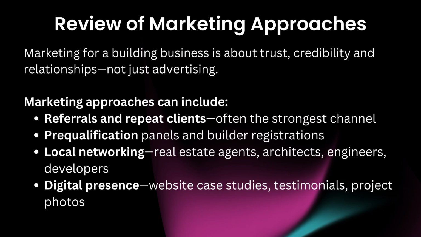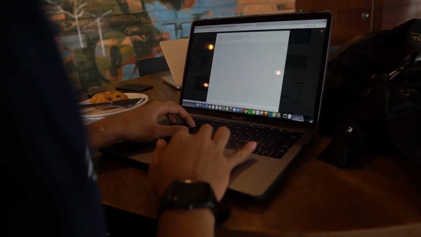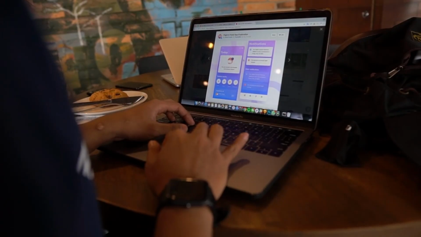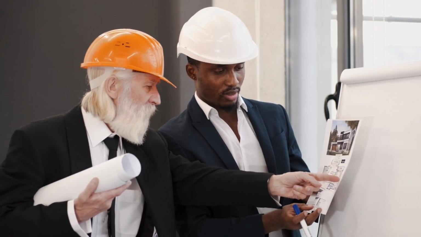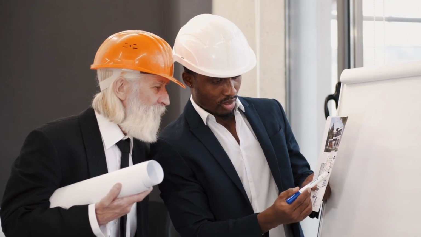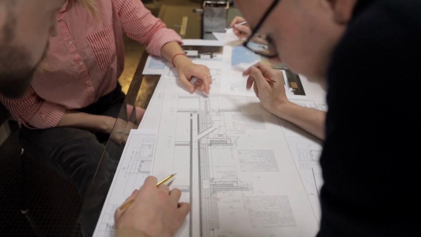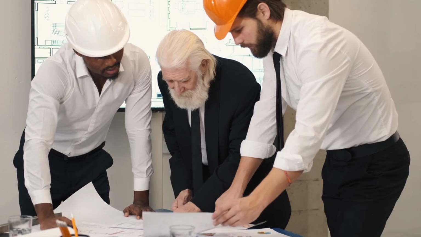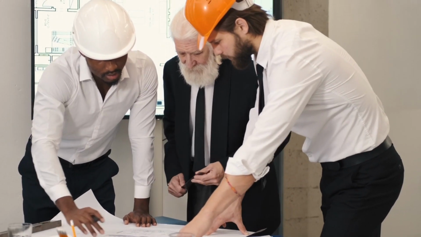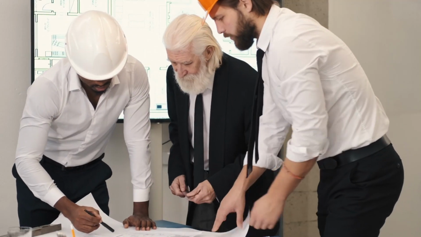Marketing approaches can include referrals and repeat clients, often the strongest channel, pre-qualification panels and builder registrations, local networking, real estate agents, architects, engineers, developers, digital presence, website case studies, testimonials, project photos, community reputation, how you manage site impacts, complaints, and communication. Strategic partnerships with designers or consultants. Your business plan should describe your target market, how you will reach them, and what makes you different. Speed, quality systems, sustainability, communication, or specialist capability.